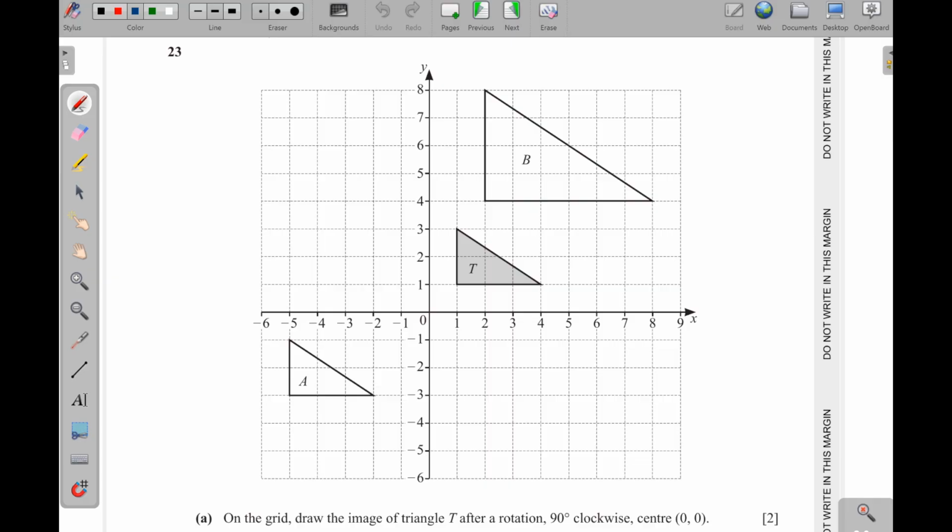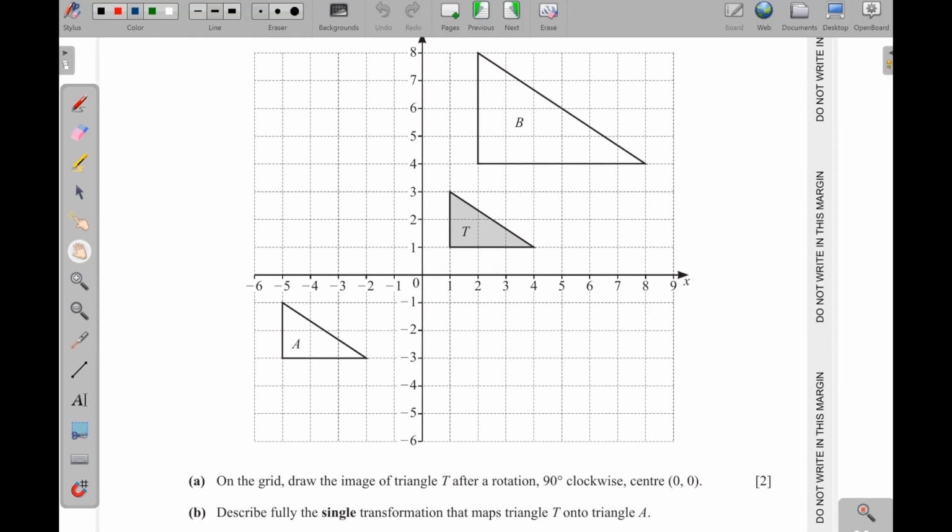Question 23 is coming from transformations of objects. And here in O level, we look at translation by a given vector. Then we have reflection in a certain mirror line. We have enlargement by a given scale factor at a certain center, and also rotation through a given angle and the direction. Is it clockwise or anti-clockwise? And then the center of rotation.